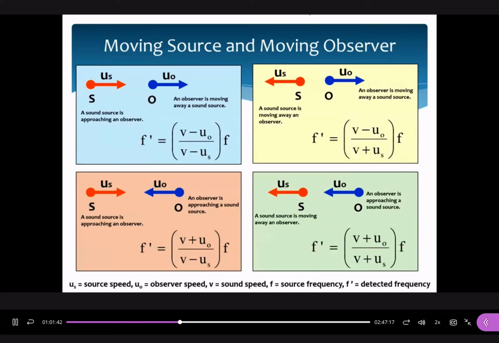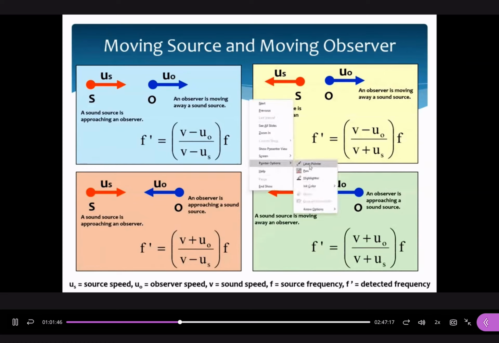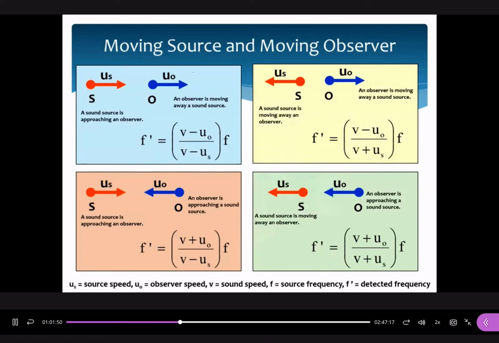Okay, let's come back. Although we have 4 cases here, if both the source and the observer are stationary, what does it mean? Let's say we take the first equation here. If u0 equals 0, and the source is also stationary, it means that the detected frequency is exactly equal to the generated frequency.